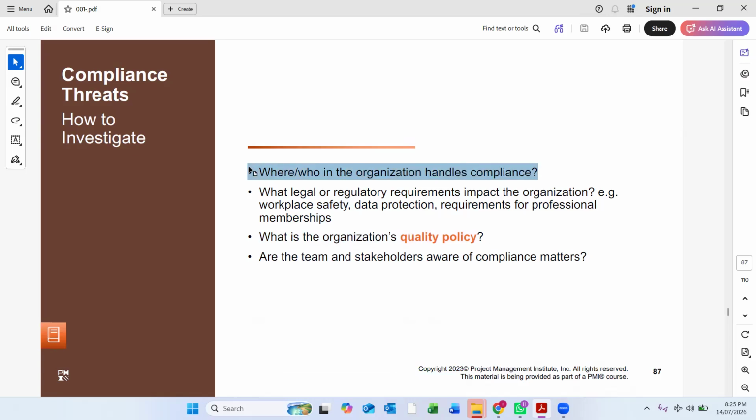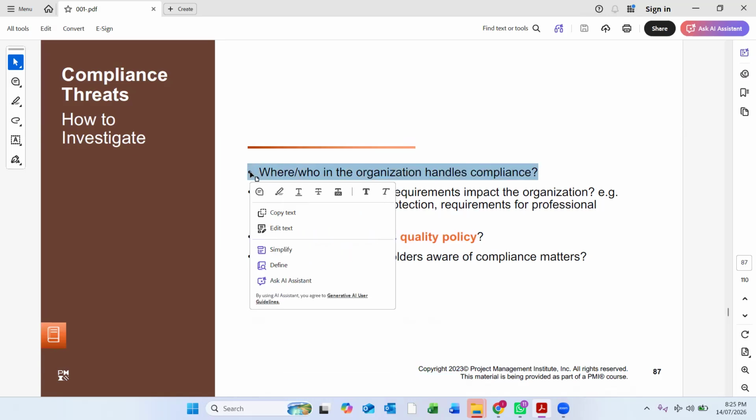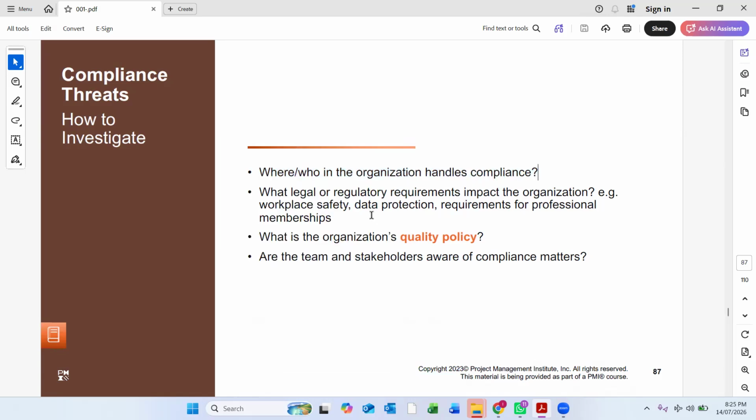The audits. There are quality audits on the project. What legal or regulatory requirements impact the organization, like workplace safety, data protection, professional membership? All those, you have audits on your project. You have a QA/QC manager on the project who is making some audits. Your site team has QA/QC engineers. There are inspections, there are NCRs, there are SORs, site observation reports.